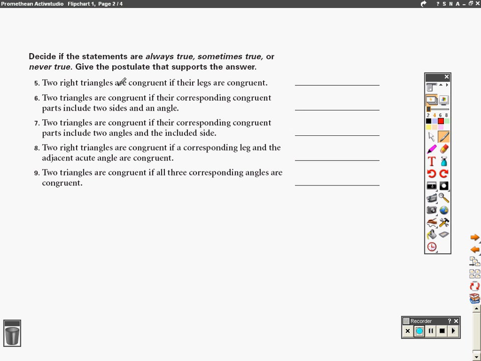So 2 right angles are congruent if their legs are congruent. So I'm going to draw 2 right angles, and I'm going to draw their legs are congruent. These are their legs, the sides that are attached to the right angle. Well, yeah, always, because this is side, angle, side. So this would be always true.